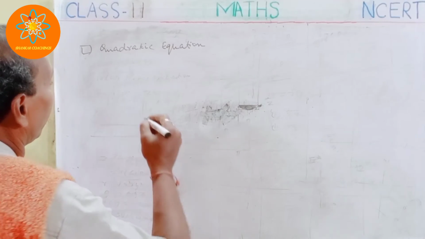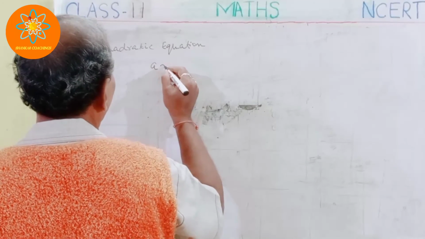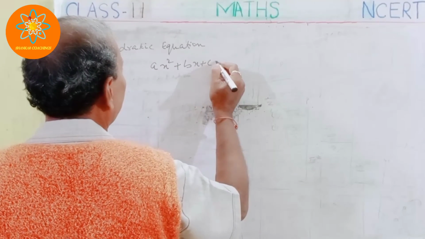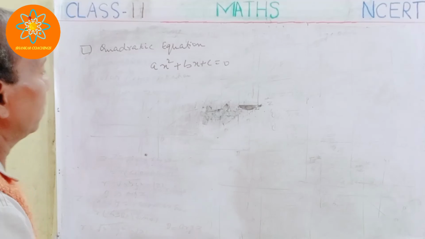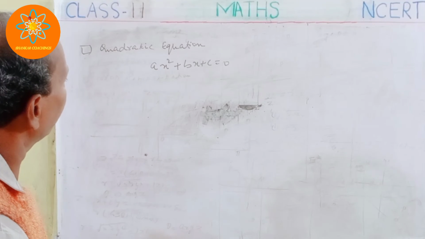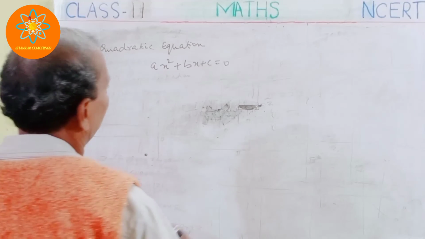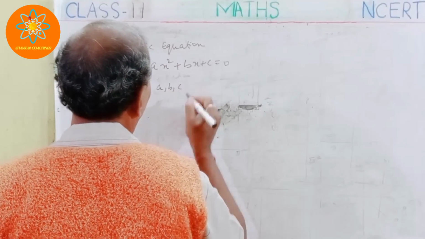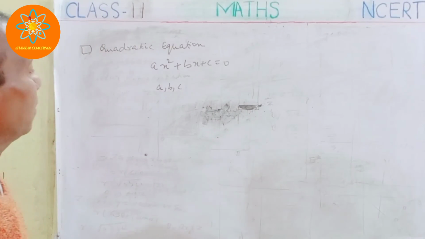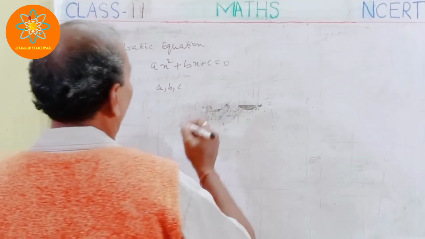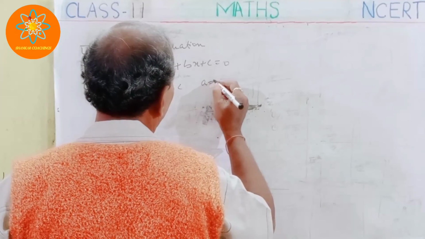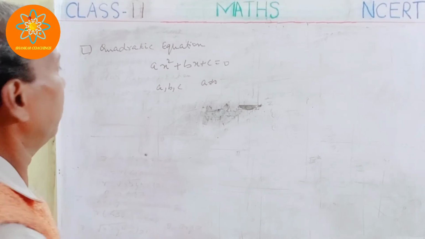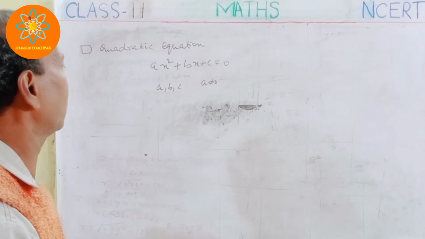What is the quadratic equation? Simply, the quadratic equation is ax square plus bx plus c is equal to 0. This is the general equation of the quadratic equation, in which the values of a, b and c are real coefficients, and a is not equal to 0. If a is equal to 0, what will happen? It will change into a linear equation.